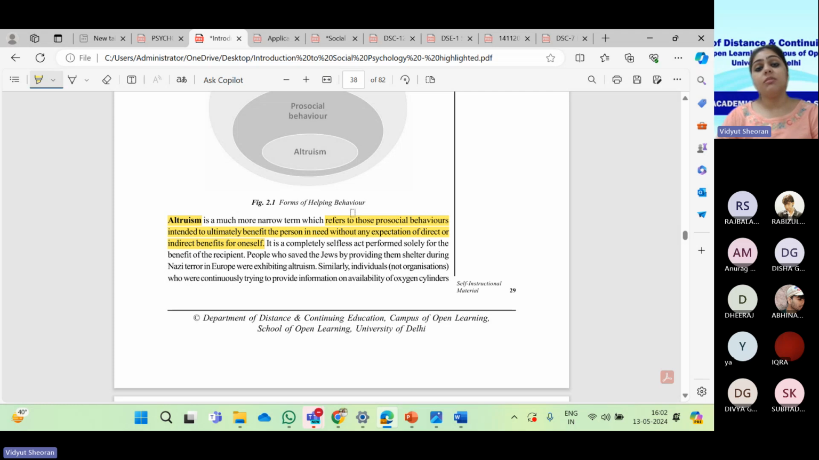So altruism is a type of pro-social behavior which ultimately benefits a person in need, but there is no expectation. Mother Teresa को Nobel Peace Prize का कोई expectation नहीं था. Mother Teresa didn't have any greed that okay, if she'll help people, she'll come into the media, she'll get some money or she'll get some reward. There was no such intention from her end. She just benefited people directly or indirectly by helping them. So there is a lot of selflessness when we are talking about altruism.